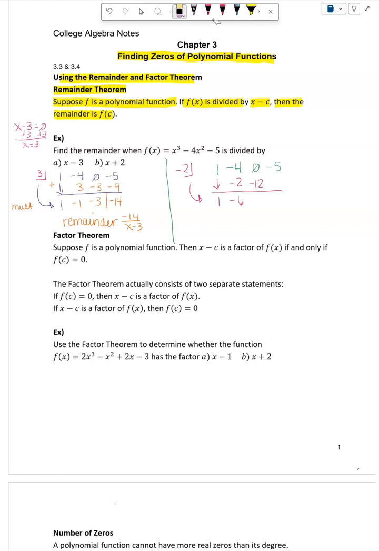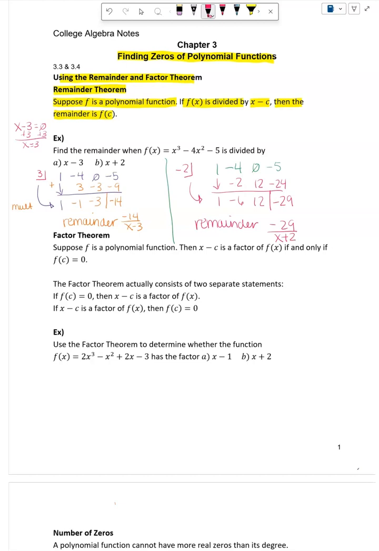I meant positive all day long. So this is going to be a positive 12. Negative 2 times a positive 12 is a negative 24. So our remainder is a negative 29. So the remainder is negative 29 over x plus 2.